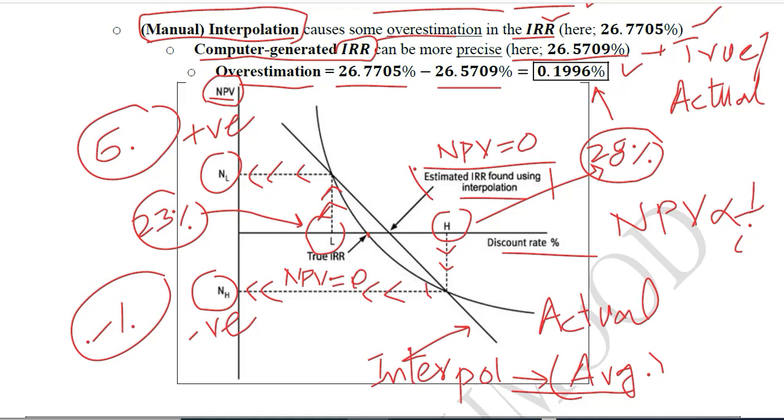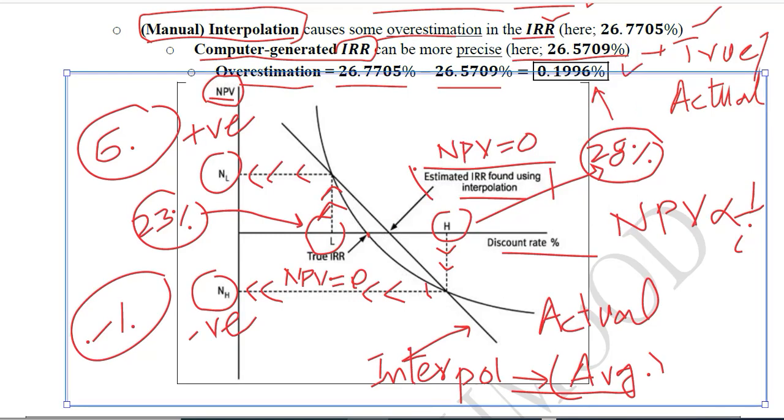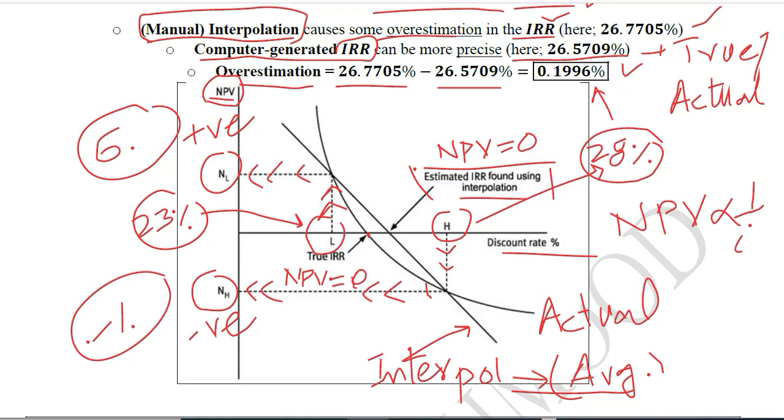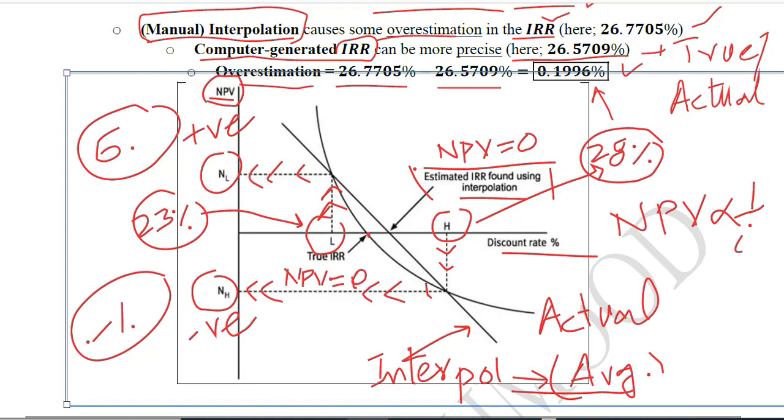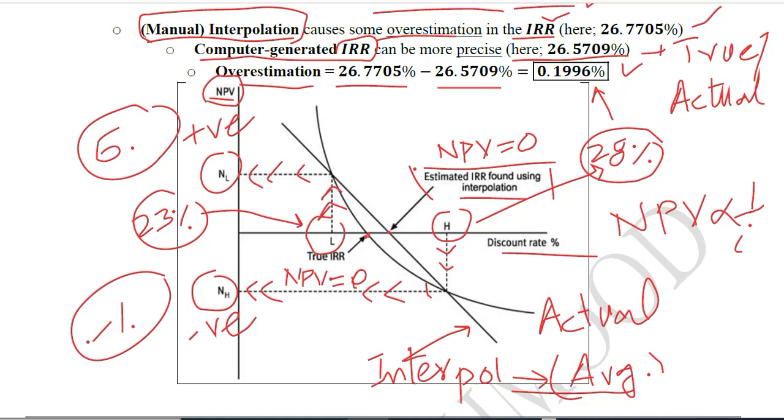After all the labeling, we can see that there are 2 IRRs. One of them is this one, which is the true IRR, and this is the other value, the interpolated IRR. We should label this as well in order to avoid any trouble. This is the interpolated IRR and this is the actual IRR. The actual IRR is 26.57%, whereas the interpolated IRR is 26.77%.